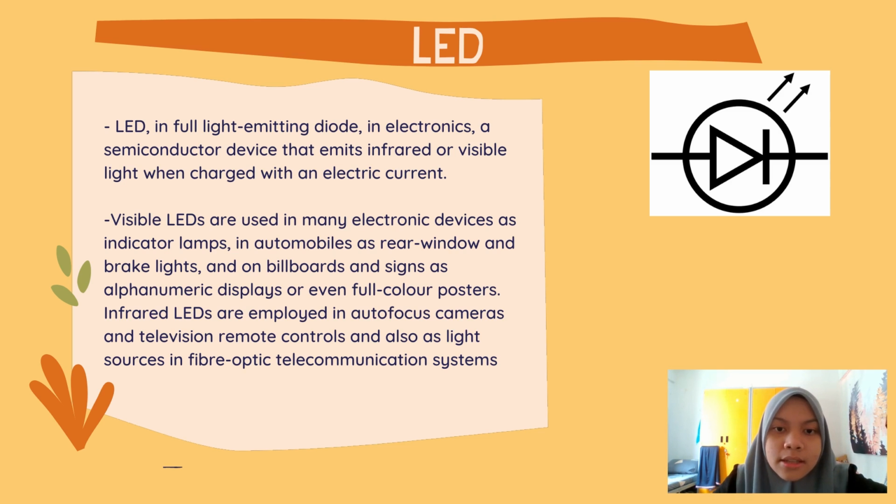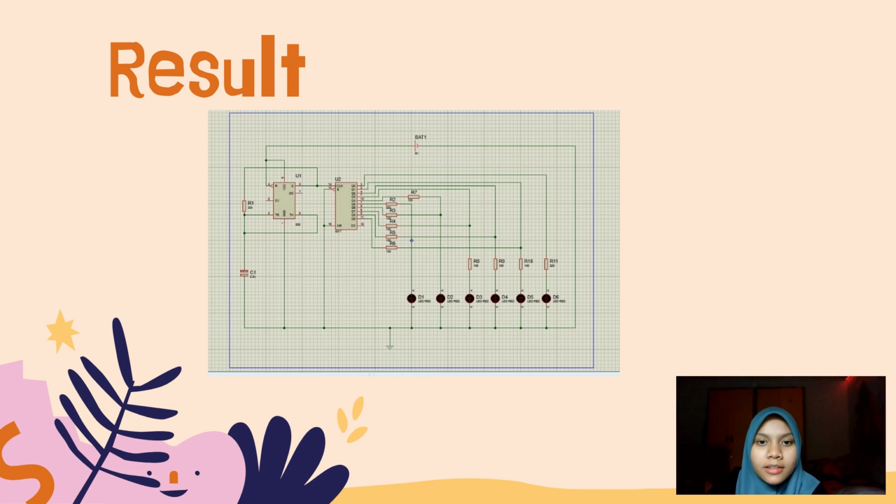Visible LEDs are used in many electronic devices as indicator lamps, in automobiles as rear window and brake lights, and on billboards and signs as alphanumeric displays or even full color posters. Infrared LEDs are employed in autofocus cameras and television remote controls and also as light sources in fiber optic telecommunication systems. So next is the result.